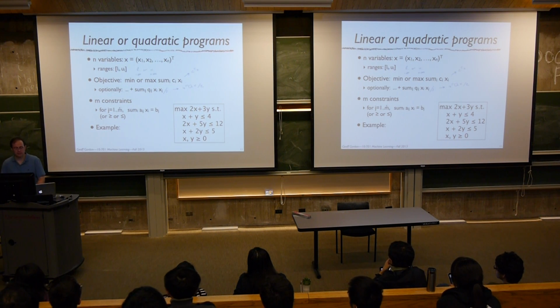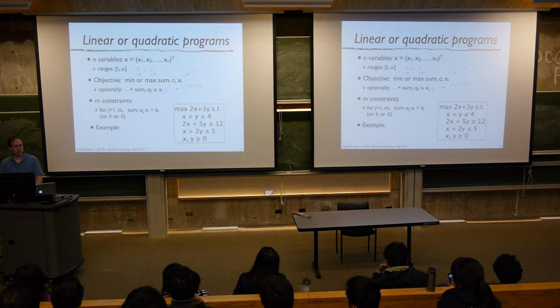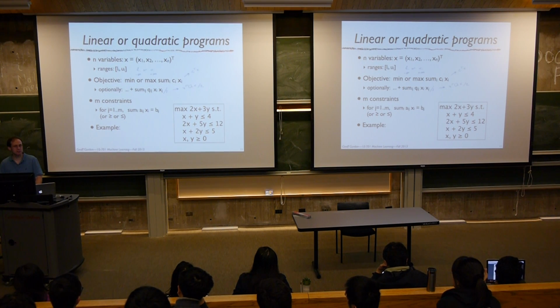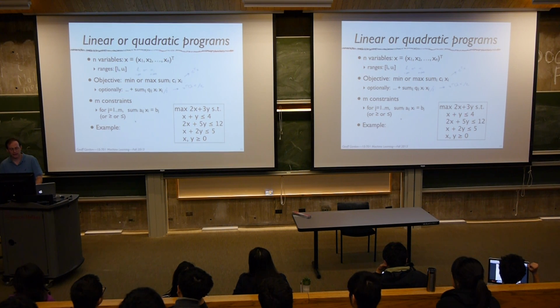Subject to m constraints. For each one of these constraints, we'll have constants aij, one per pair of a constraint and a variable, and the sum of aij xi is equal to bj, a constant bj, the right-hand side of each constraint. And this equality could be greater than or equal to or less than or equal to if we want to. We'll write that as Ax is equal to b, or is greater than or equal to, or is less than or equal to.